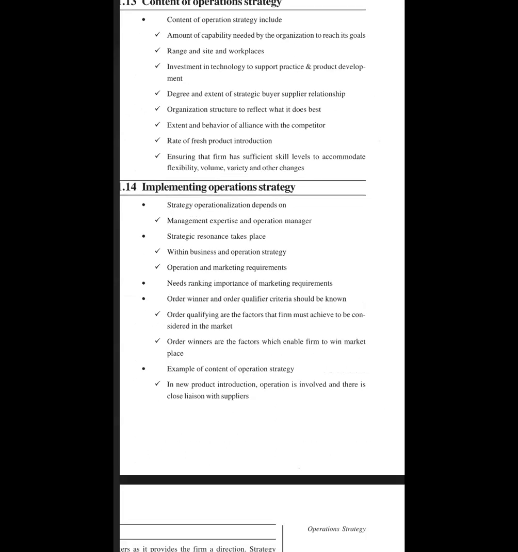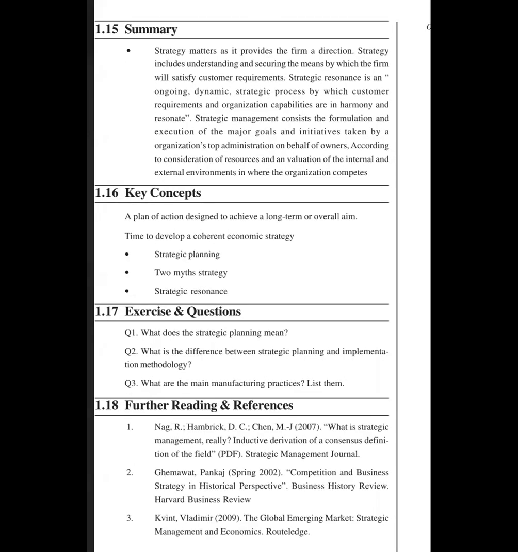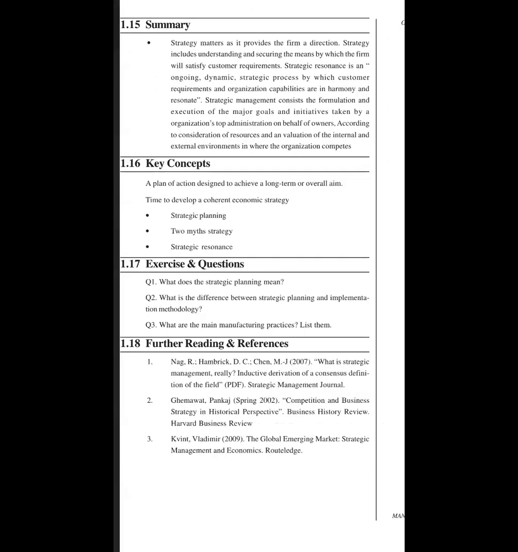Then implementing operational strategy. As we have discussed implementing operational strategy, now let us discuss the summary. Strategy matters, it provides the firm a direction. Definitely with the help of the strategy we can get a direction. Strategy includes understanding and securing the means by which the firm will satisfy customer requirements. Definitely with the help of this strategy we can satisfy the customers' requirements, because we know how to satisfy the customers by having a proper plan of action.